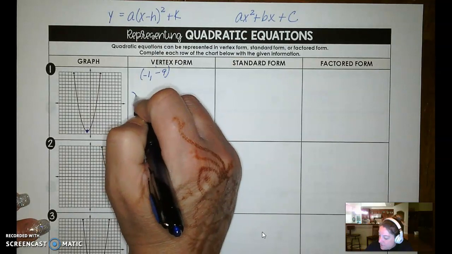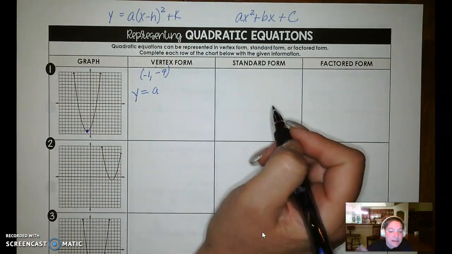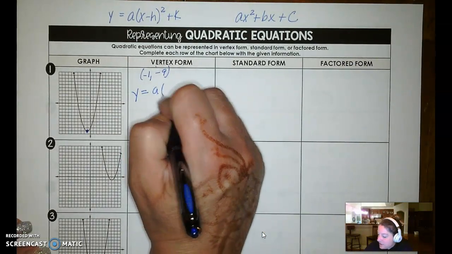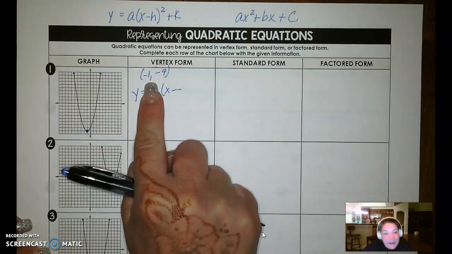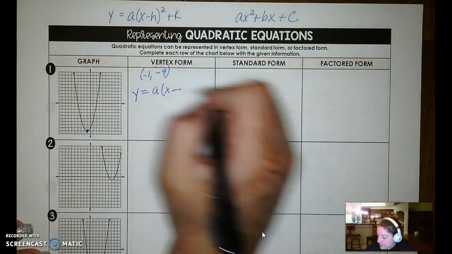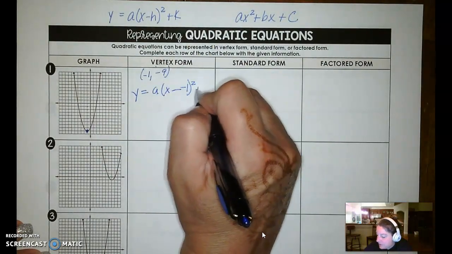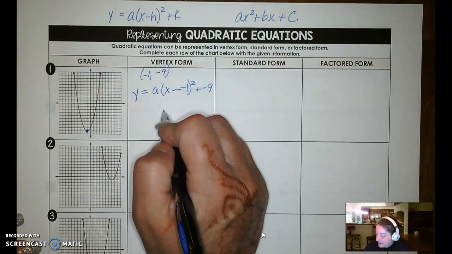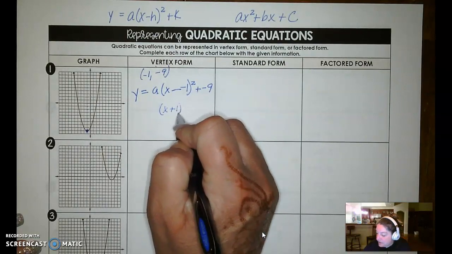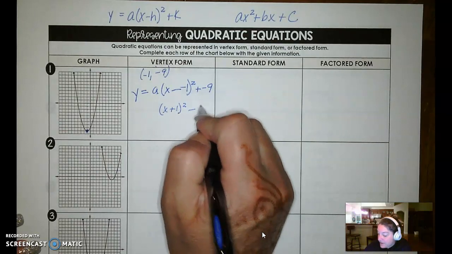So we're going to write y equals, and I'm going to put that A. We're going to talk about that A in just a second. But I'm going to do x minus, and then my x value of my vertex. So I'm going to put -1 squared and then plus k, so plus -9. Then I'm just going to clean this up. I can clean up the parentheses and make it (x plus 1) squared. I could even clean this up over here and make it a -9.